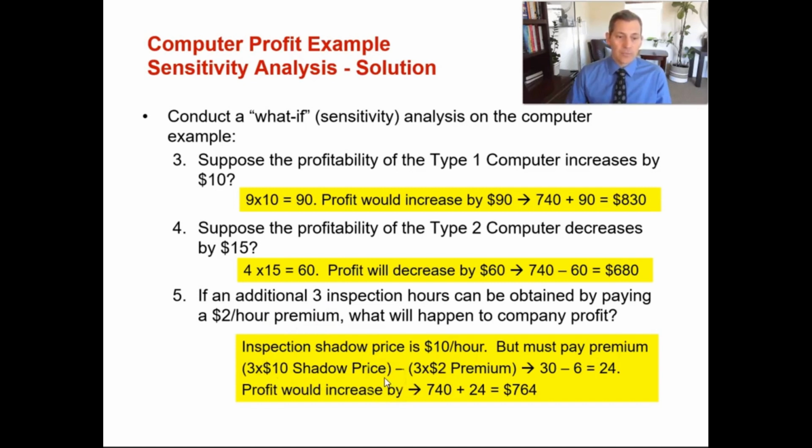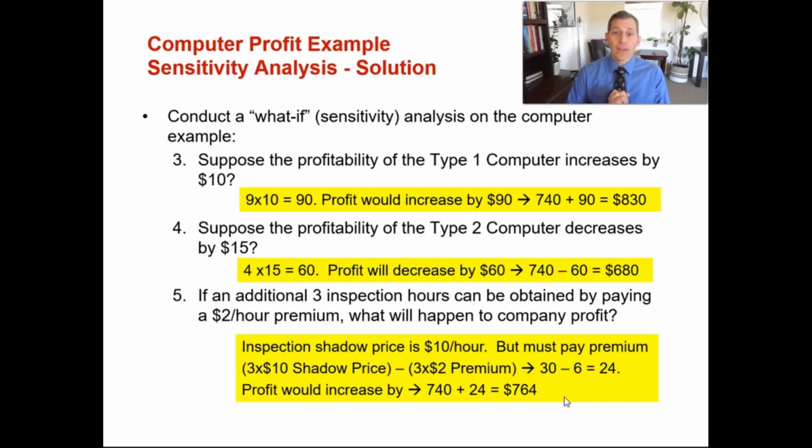Because it's 3 units, our profitability goes up by 3 times 10, which gives you $30, but we paid a $2 premium to achieve it. So that cost us a total of $6. 3 multiplied by 2 is 6. So $30 minus $6 is $24. Our profit has now increased from $740 plus $24 to $764. I promise you'll see a question like that again.